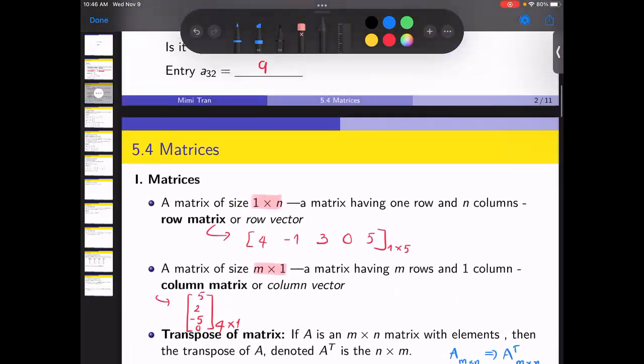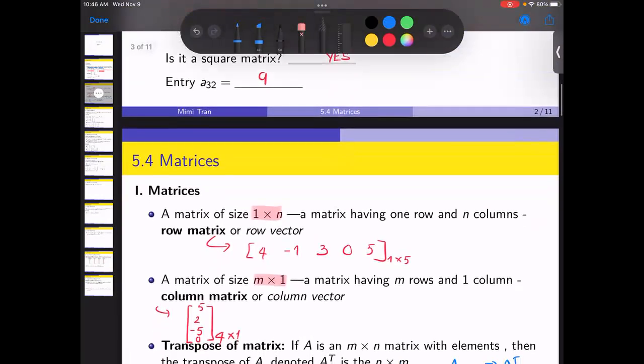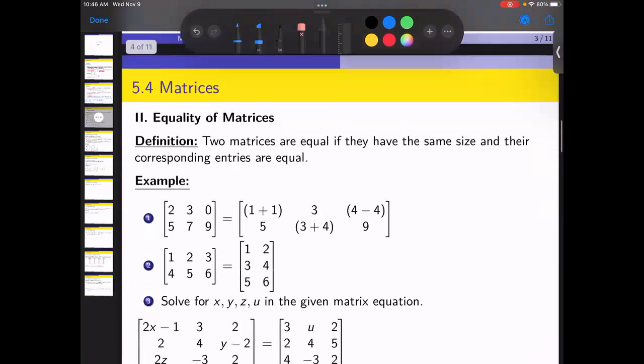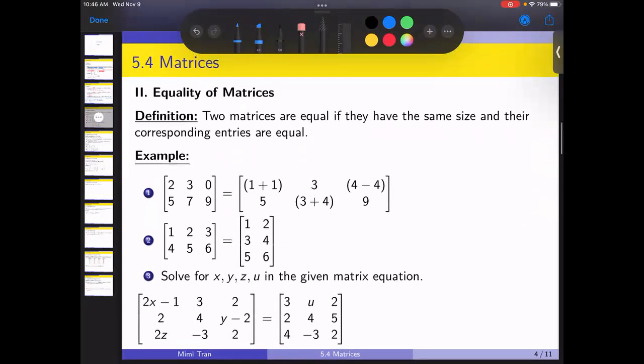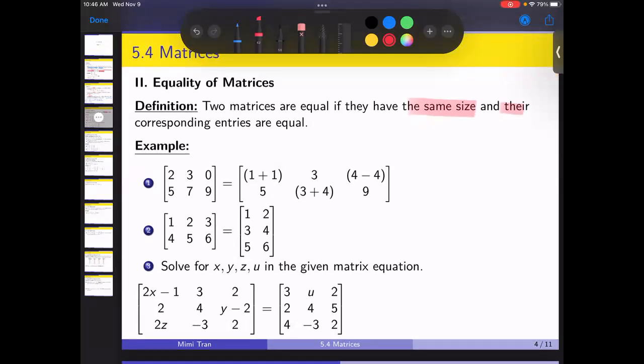Does anyone have a question so far? Pretty simple, and again, easier, at least better than the row reduced echelon form. I can add matrices, just like numbers, as long as they have the same size. Oh, I'm sorry, not adding. Equality of matrices. I'm sorry about that. I got ahead of myself. Equality of matrices means if two matrices are equal, they have the same size and their corresponding entries are equal.